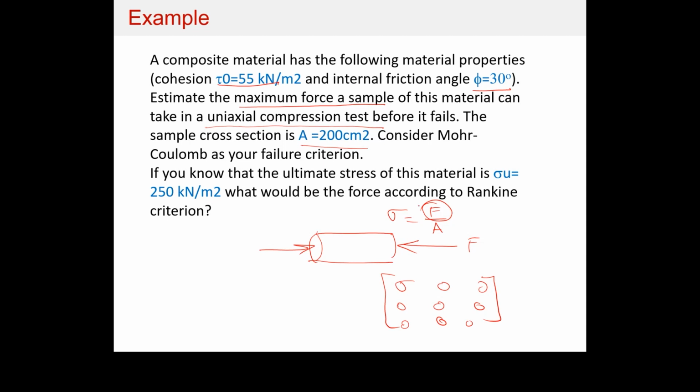So I want you to evaluate F considering the Mohr-Coulomb criteria, but then I want you to evaluate F again using the Rankine criteria, given that sigma ultimate is 250 kilonewton. Okay, so I want you to think about the example, read the example, try to solve it. I'm going to give you 5 minutes to think about this, try to use the equations we have been learning so far, and then I'm going to solve it myself.